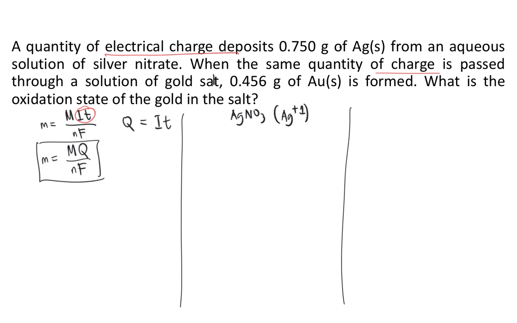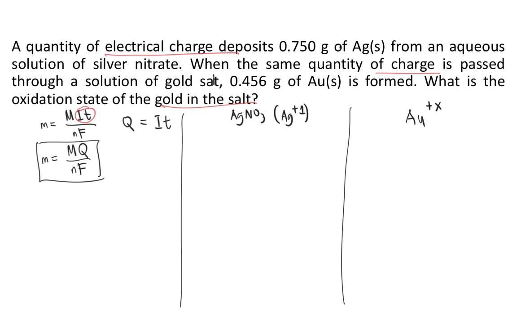On the other hand, we have gold. The problem is we do not know the salt, because the problem just says gold in the salt. Unlike silver, where we know the salt is silver nitrate, for gold we don't know the identity of the salt. So we can't know right away the oxidation state of gold. Let's just say it is positive x, because we don't know yet the oxidation state of gold. Since we already know the oxidation state of silver, let's work with silver first.